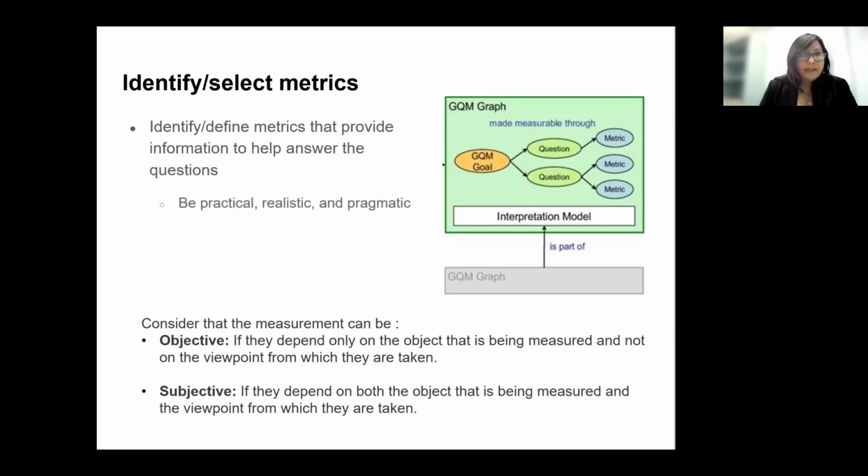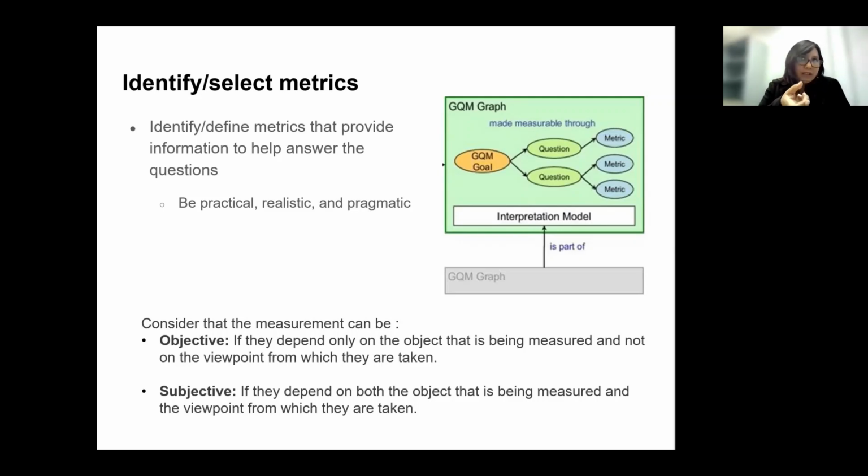So that's why I say be practical, realistic, and pragmatic. Also, it's important to keep in mind that the measurement can be objective, but also subjective. Objective means they depend only on the object that is being measured and not on the viewpoint from which we are taking it. But actually, according to our framework, we always say we consider the viewpoint.